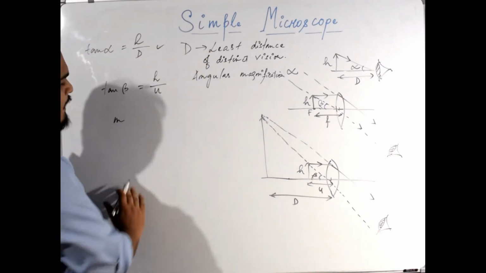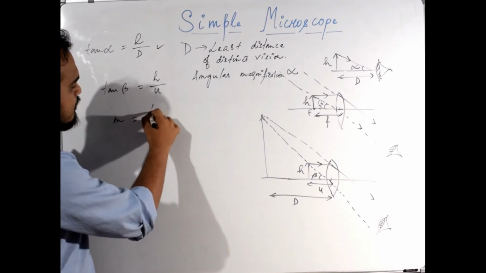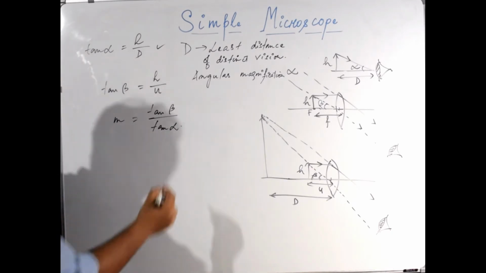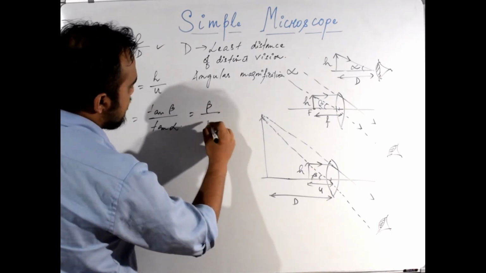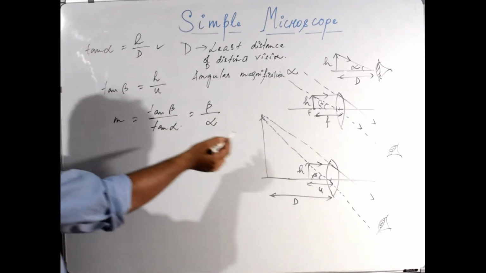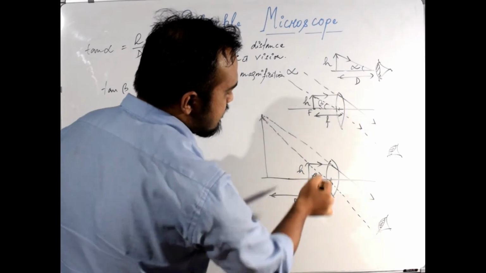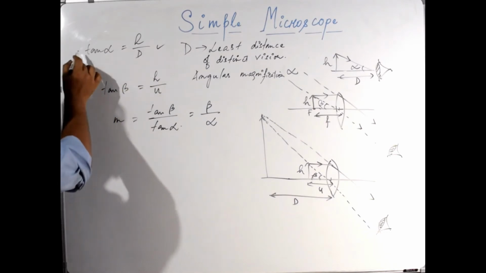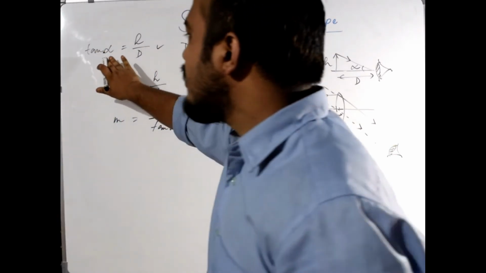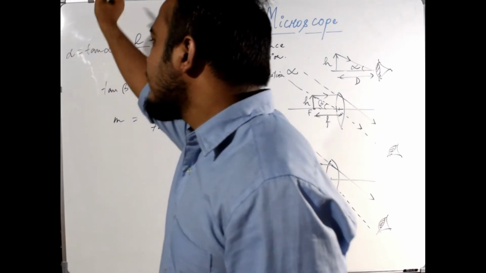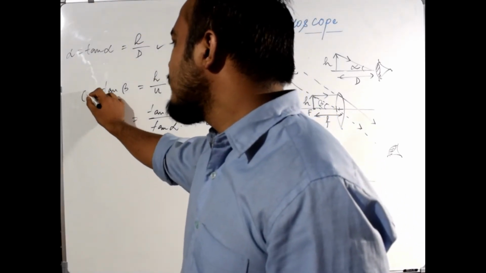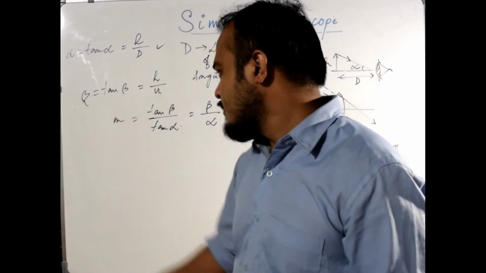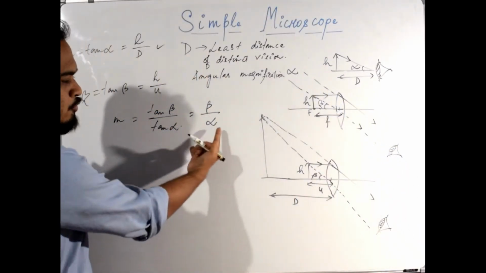So what will be the value for m? M is the same formula, equal to tan of beta divided by tan of alpha, which can also be written as beta divided by alpha. Why? Because these angles alpha and beta are very small angles. When the angles are very small, the trigonometric function of that angle will be approximately equal to that angle. So we can write tan of beta as beta and tan of alpha as alpha.